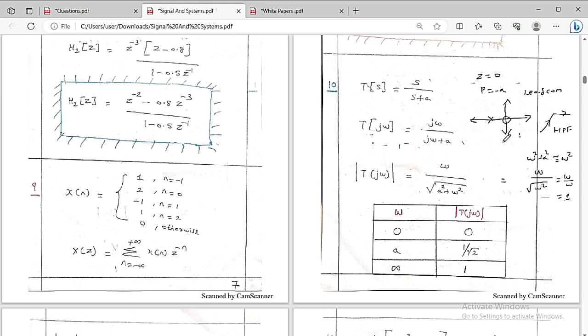The concept is the same. Here in the angle method, the zero is at 0 and the pole is at minus A. I have done the plot. This is the zero and this is the pole. The zero is closer to the origin compared to the pole, so this is a lead compensator.